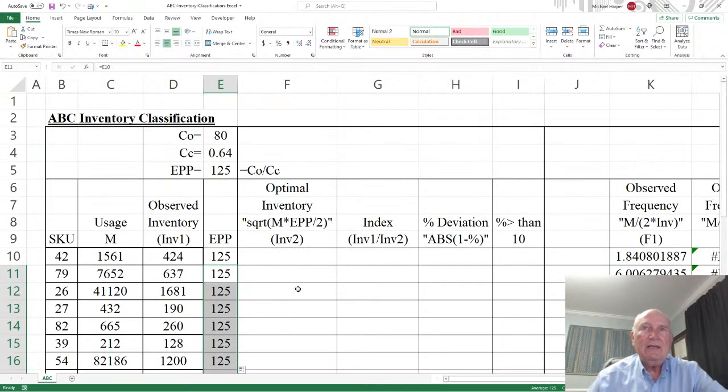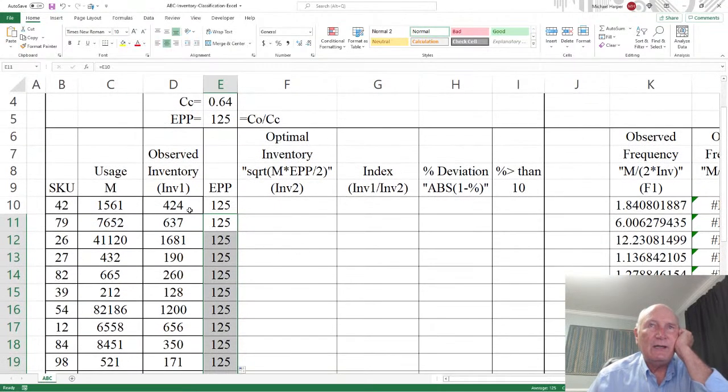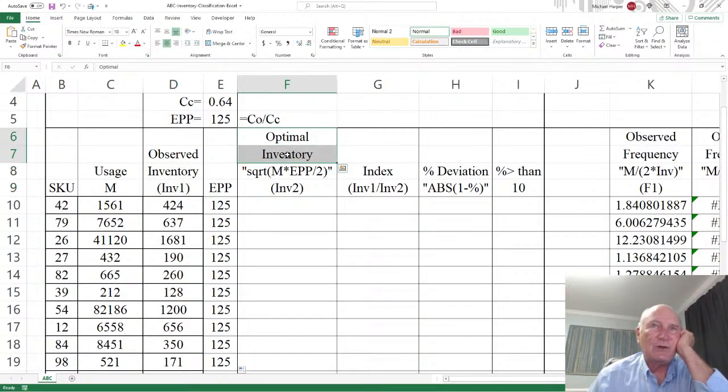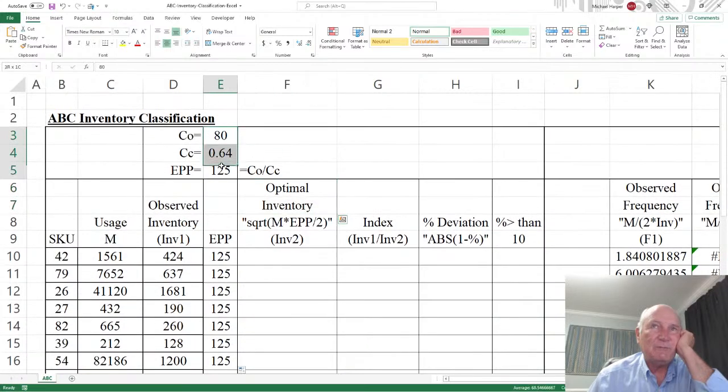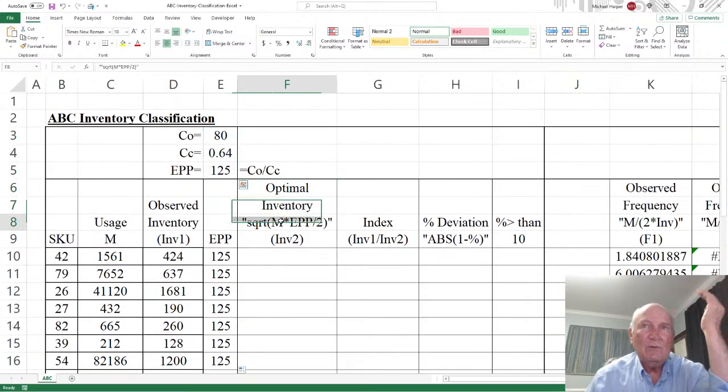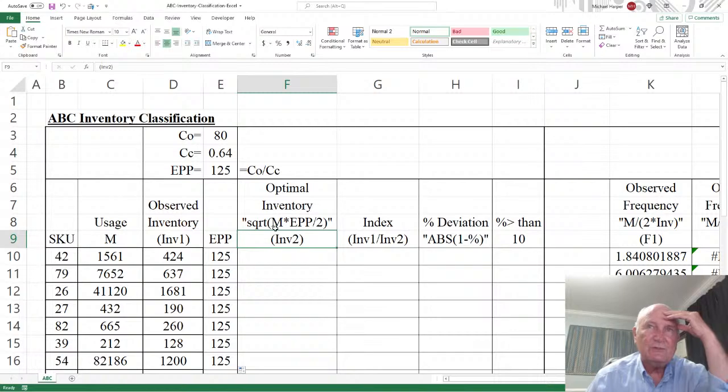Now first of all, here's our observed inventory, call it inventory 1. The question is, what's our optimal inventory level when we have our EPP? Well, we can determine that. I have the equation here. That's inventory 2. I have the expression here to calculate this. But where did this expression come from? The square root of M, usage, over EPP over 2.